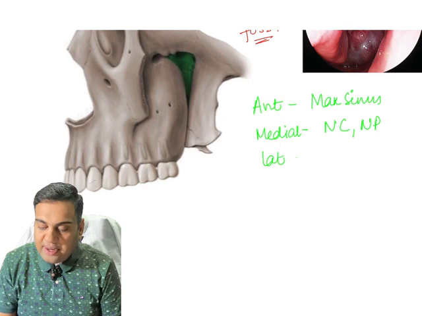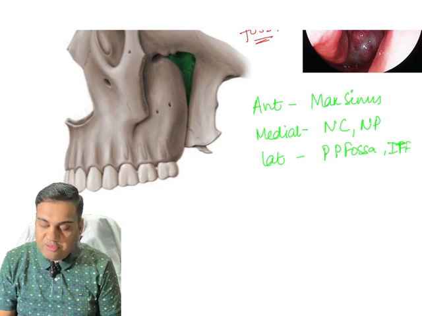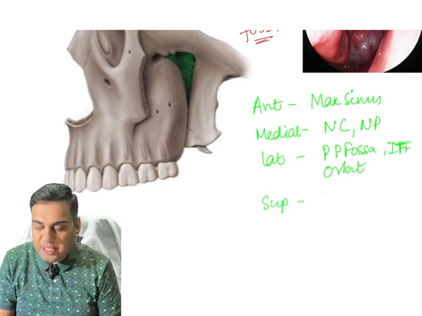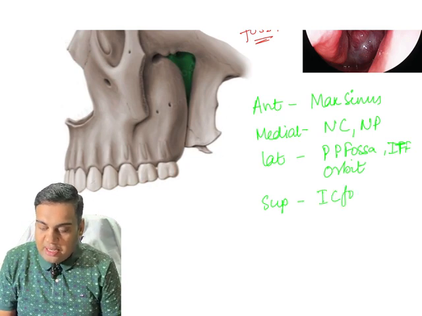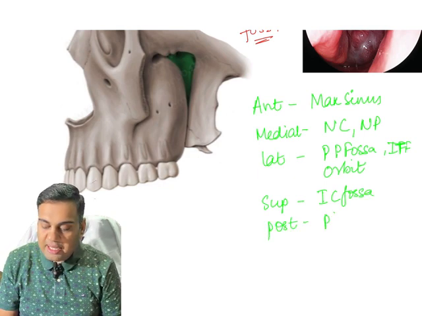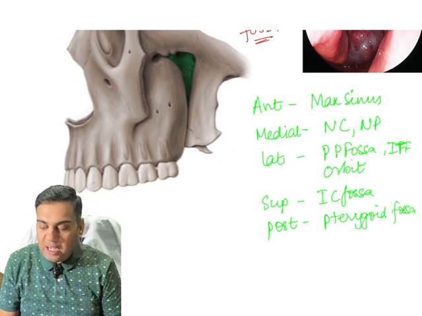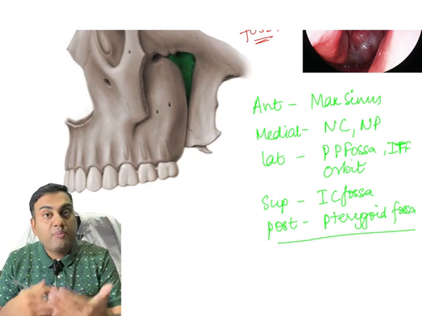What is lateral to it? Lateral to it is the pterygopalatine fossa, and then comes the infratemporal fossa, and just above the pterygopalatine fossa is the orbit. So that is the lateral part. Superiorly, what is there? Superiorly is the intracranial fossa. And posteriorly we have the pterygoid fossa or the pterygoid plates, right?